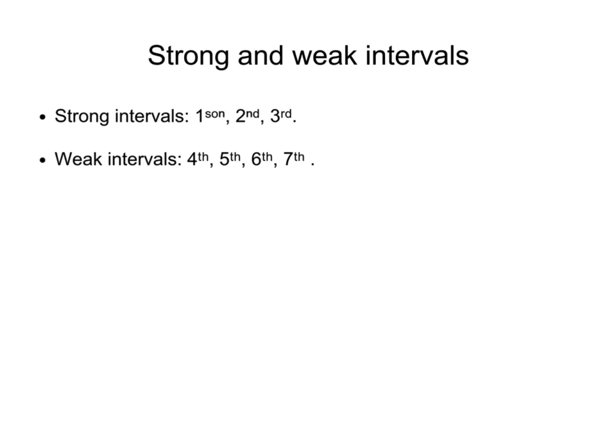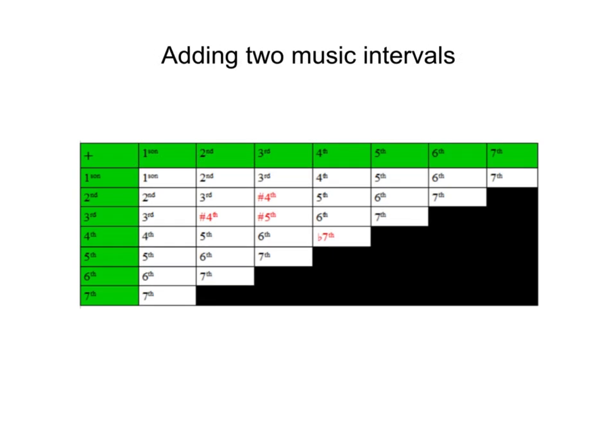In a sense, we can say that weak intervals behave a bit like diminished intervals when added to other intervals. They're a bit like diminished intervals: the weak intervals, the fourth, the fifth, the sixth, and the seventh. Okay. And now let's notice how we add intervals from a unison to a seventh to get a sum between a unison and a seventh.